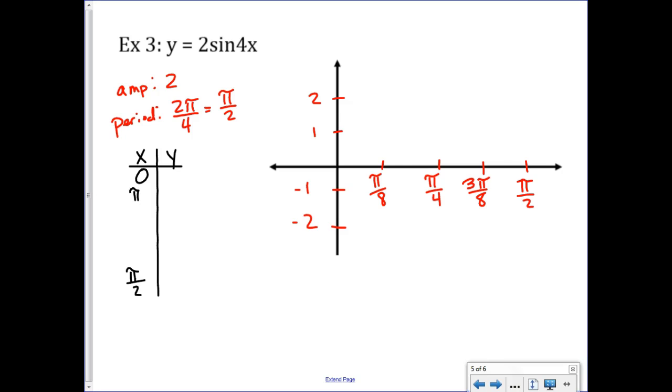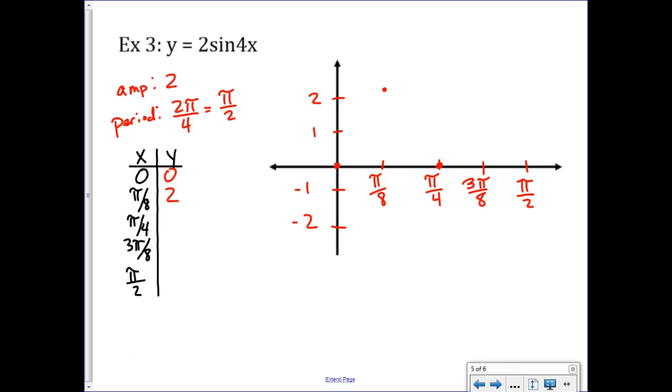So pi over 8, pi over 4, 3 pi over 8, and then pi over 2. Now, we talked about how sine starts at 0. So from 0, 0 is our first point. But then our next one looks exactly the same except our amplitude has changed. So it goes all the way up to the top, to 2. So at pi over 8, we're going to be at 2. And then it comes back down to 0.